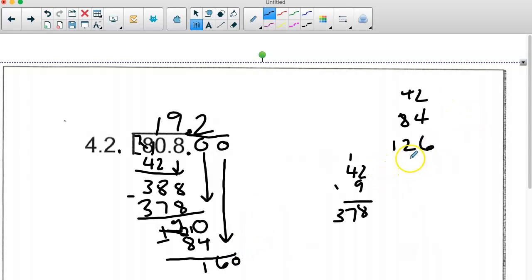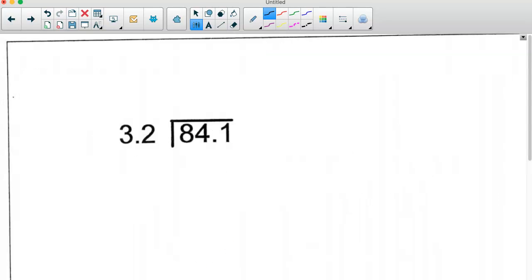And let's do one more trailing 0. 160. If I add 42 to this, I would get 168. That's too many times, so it's going to go in 3 times. And I'm going to stop there. Again, I could keep going forever, but the 100th spot is what I'm looking for. So 19 and 23 hundredths.